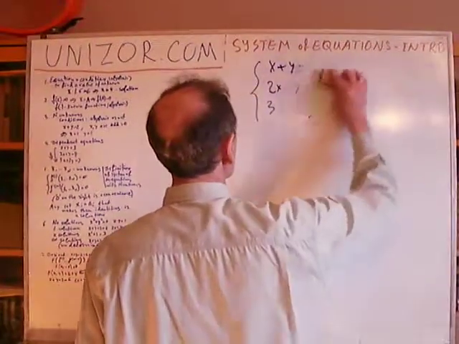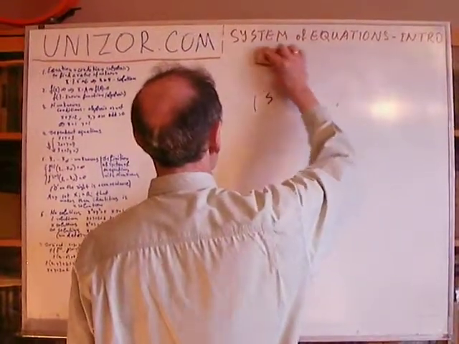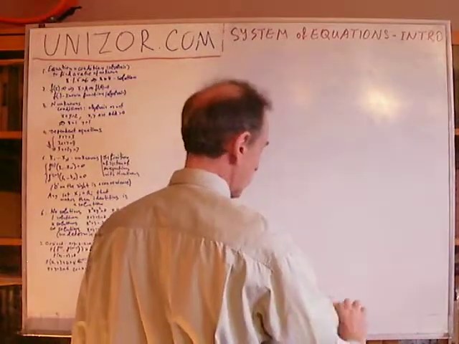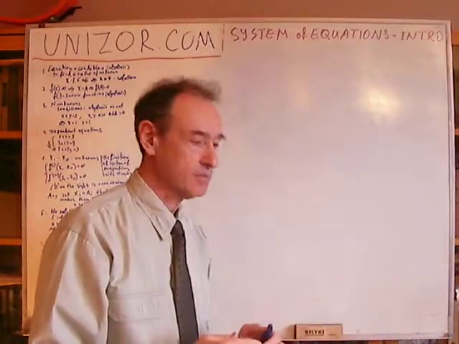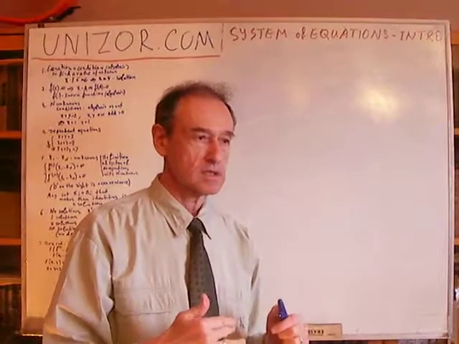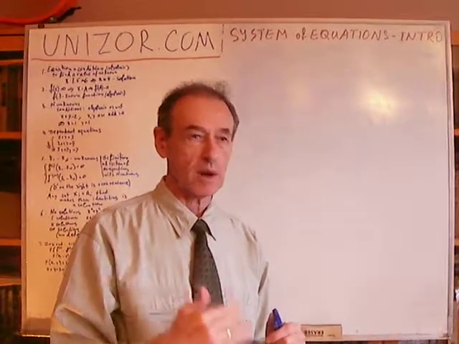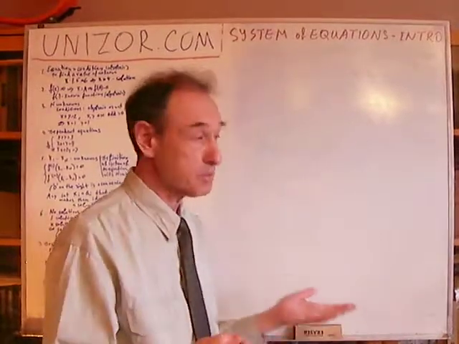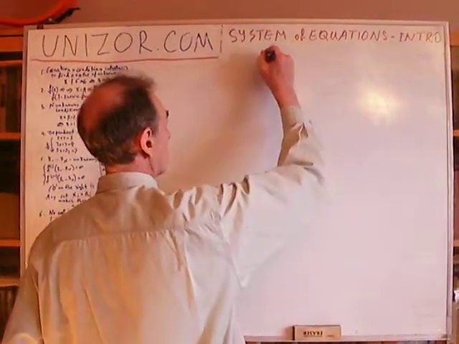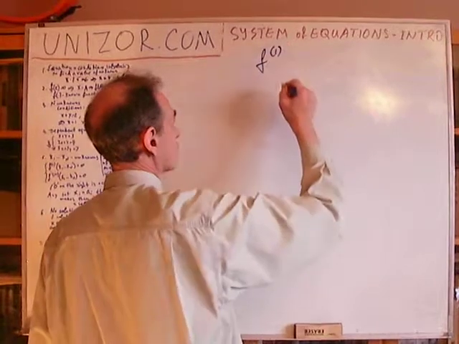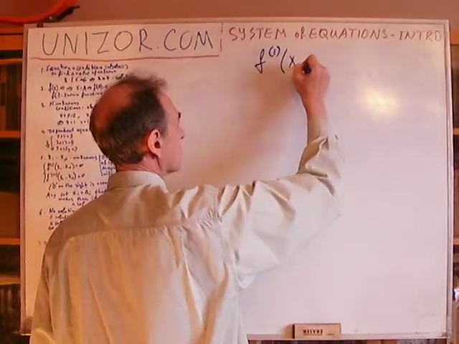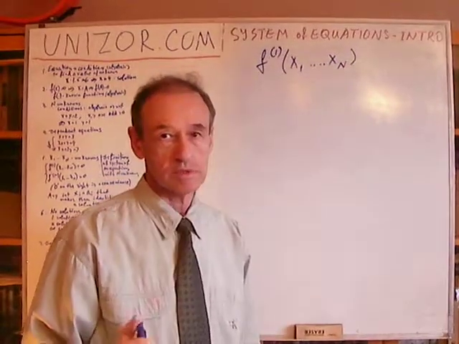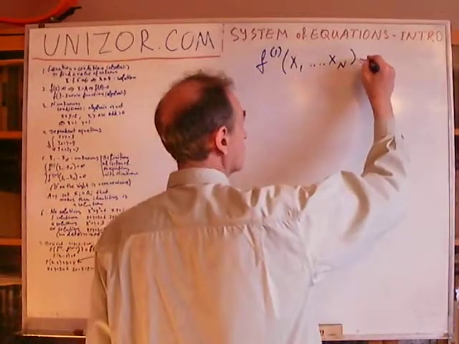So let's now talk about a general form of the system of equations. As I was saying, a system of equations is a set of conditions expressed in algebraic form. Now, what does it mean, algebraic form? It means there is some kind of function f, let's call it function number 1, which depends on a certain number of unknowns. And the condition is like this.